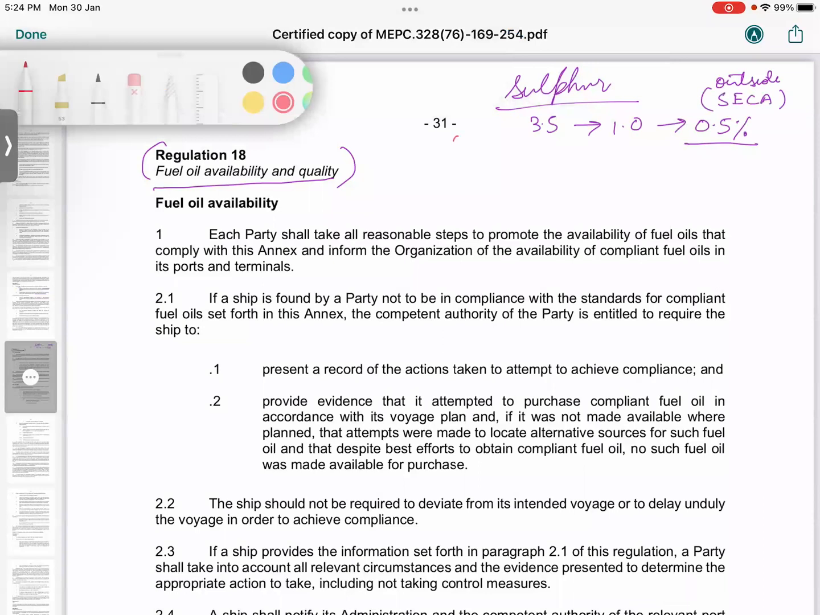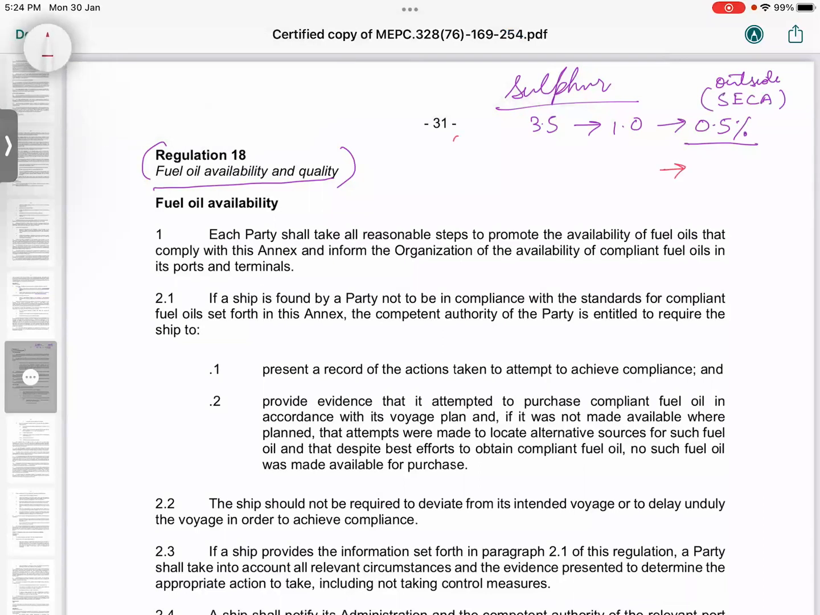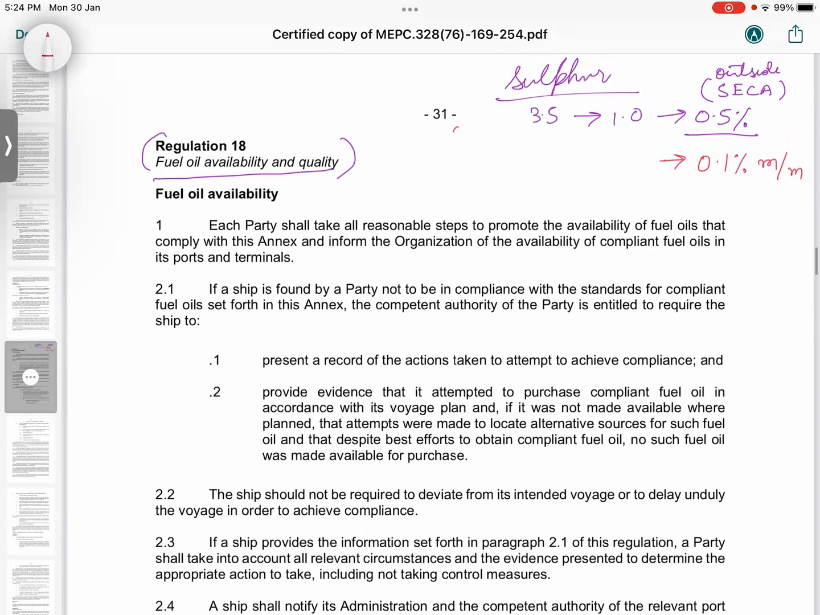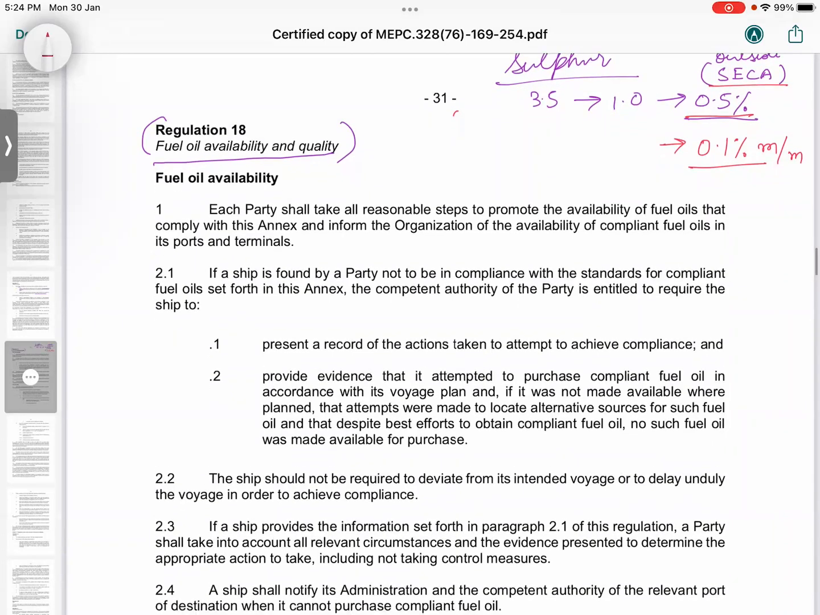Now coming on to the inside SECA, what are the latest requirements, guys? It is 0.1% of sulfur mass by mass. Okay, ये आपका latest regulation है for the sulfur. कितना होना चाहिए? How much should be the minimum sulfur requirement, right? But now recently one question was asked by the surveyor. I'll get to that also. Regarding this only, इसी के बारे में पूछा गया था. So this is the latest requirement. Outside SECA is 0.5% and inside SECA, inside the emission controlled area, that is 0.1%, right?